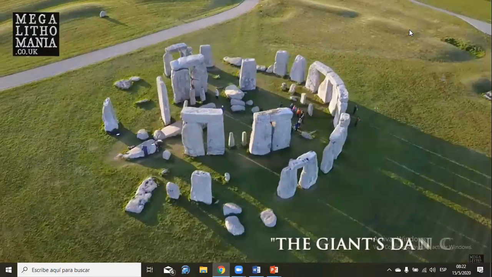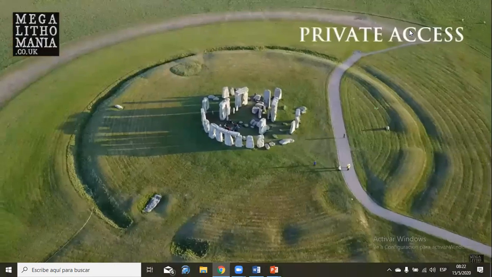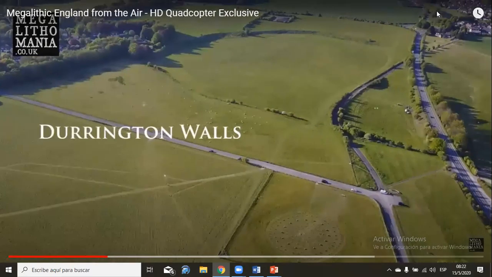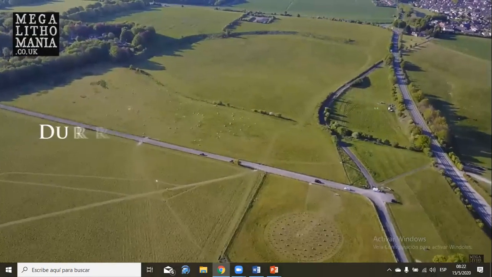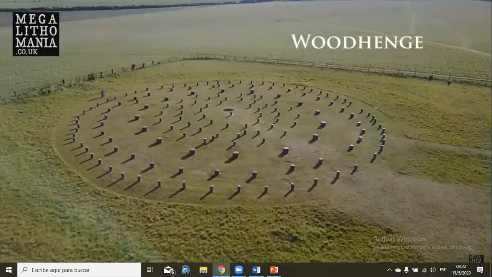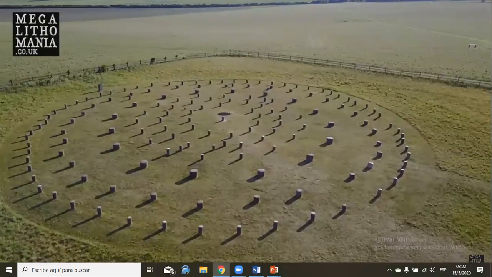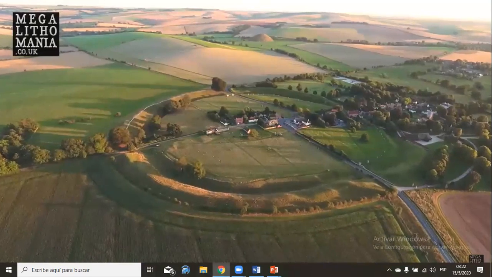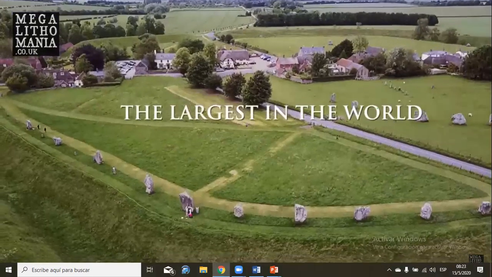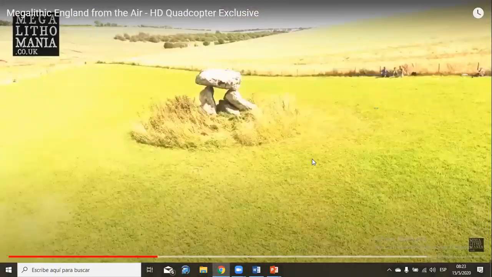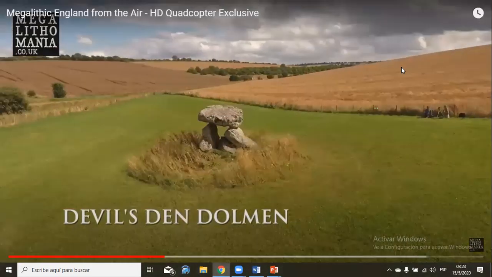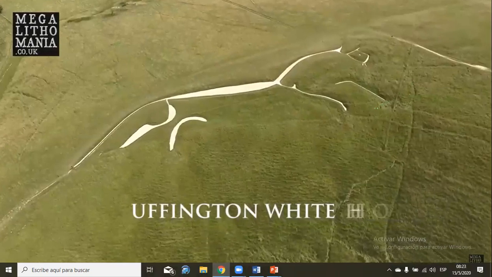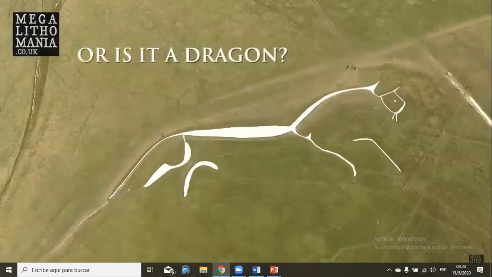Remember, this is in England. This is stones over here. All of this is in England. Like a horse, you see.